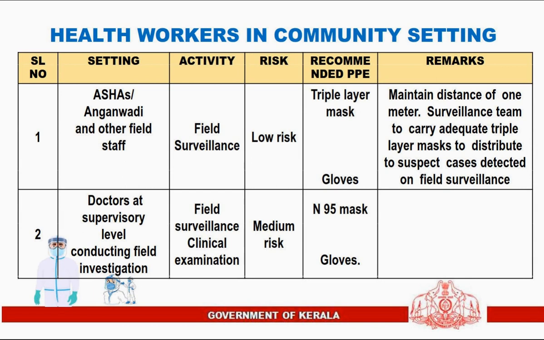Now we will see what type of personal protective equipment is required in the community setting. The field surveillance team comprising ASHA workers, Anganwadi workers, and other field staff have a low risk of exposure. Personal protective equipment requirement of the field surveillance team is a 3-layer mask and gloves. The field surveillance team must ensure that they maintain a distance of 1 meter. They should carry adequate triple-layer masks to distribute to suspect cases identified during field surveillance.